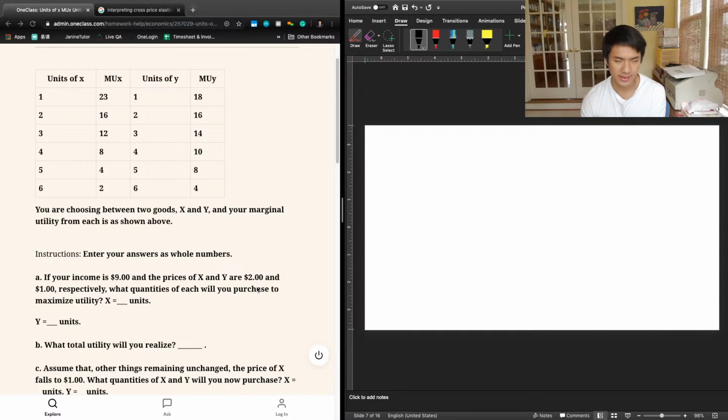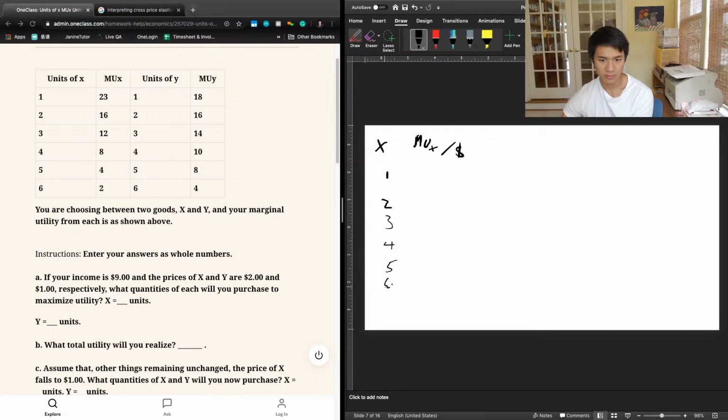For Y, that means it stays the same, right? Because it's already $1. So 18 divided by 1 is going to be 18, 16 divided by 1 is going to be 16, and so on and so forth. For marginal utility of X, you're going to get a slightly different graph here. So for units of X, we have 1, 2, 3, 4, 5, and 6.